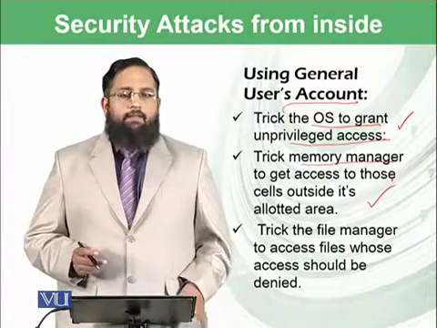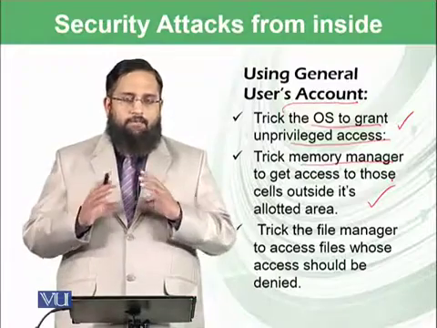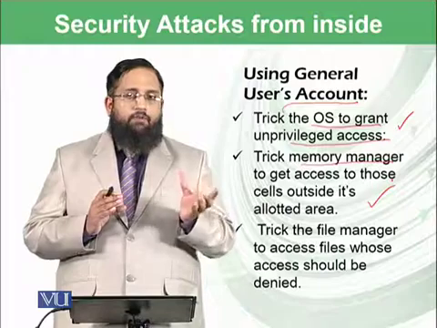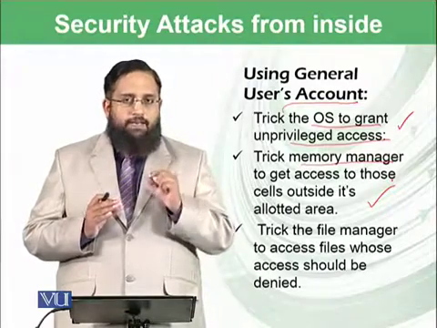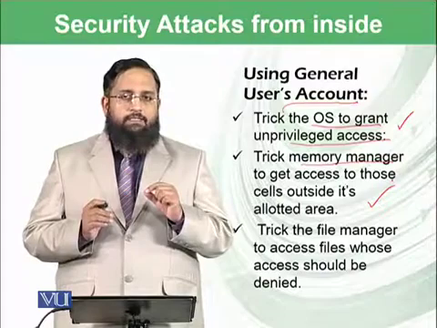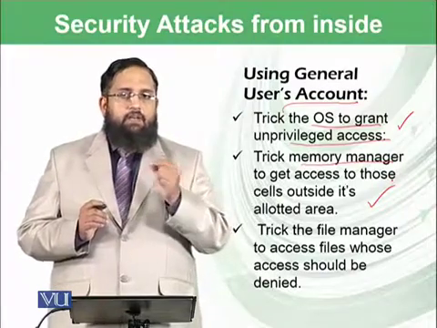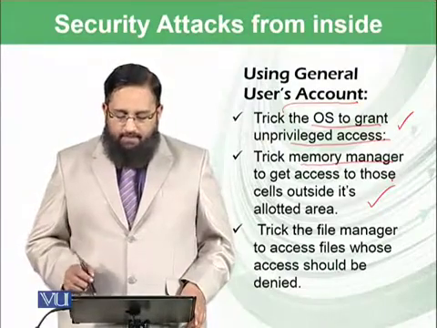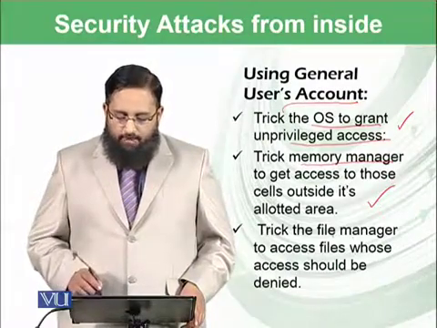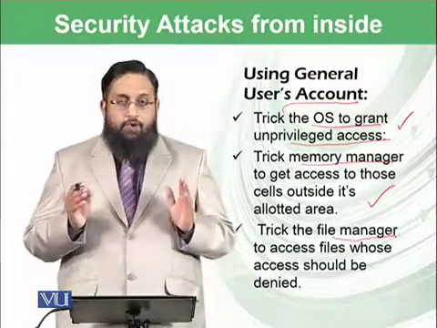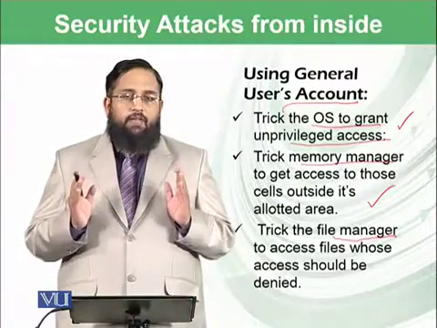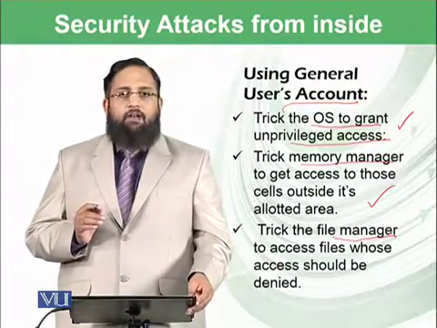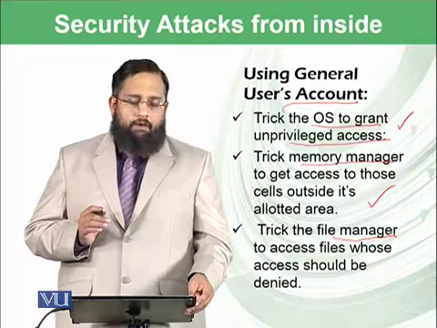So we learned that every user and every process has a dedicated area, and no user can access the area of another user or process. So it can trick the operating system: please give me access to that particular area. How? We will learn in the next slides. And then it can also trick the file manager to access files for which that user should be denied. This means that the user is not a privileged user for that particular file.